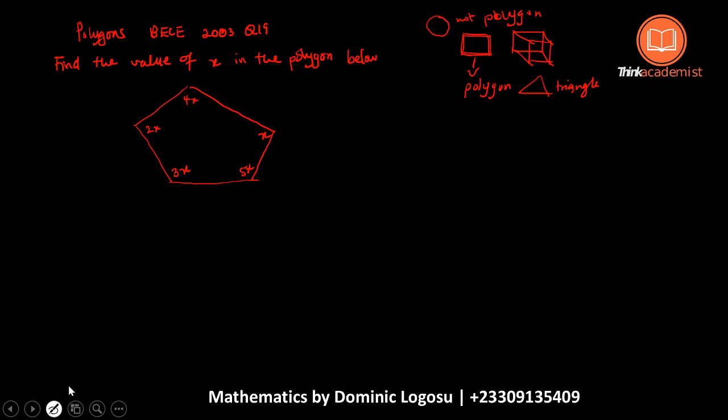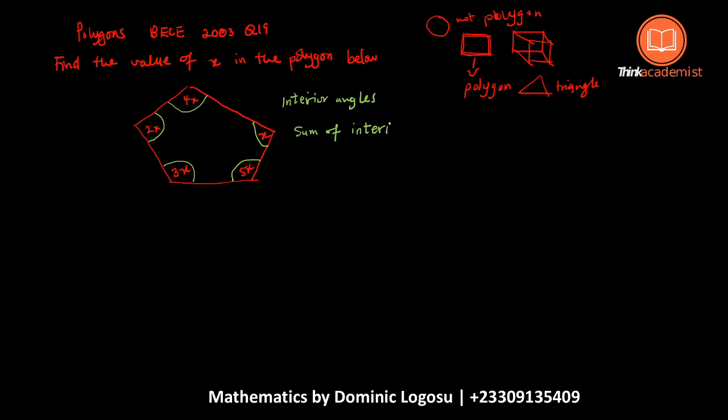Now when you look at this closely, we need to identify where these angles are. They are inside the polygon. So if they are inside the polygon, then we are going to call them interior angles. And then if we need to find them, we can find the sum of interior angles, and then we'll sum all this and equate it to the sum of interior angles. Why do we need to find the sum of interior angles? Because for the sum of interior angles, all we need is to know the number of sides of that particular polygon.